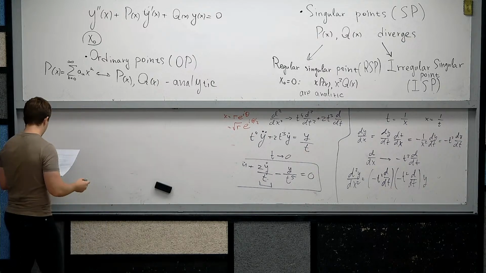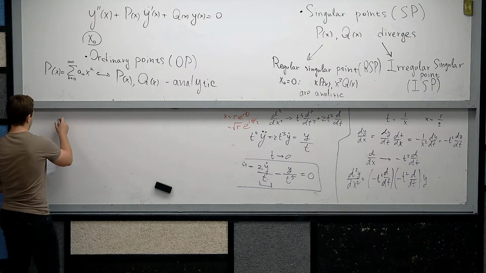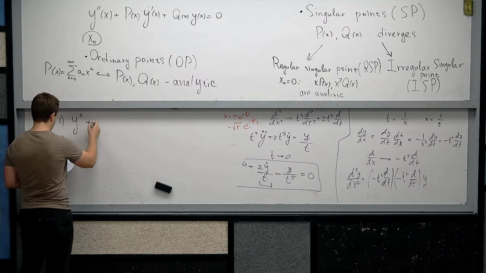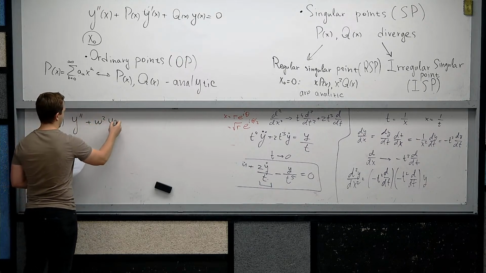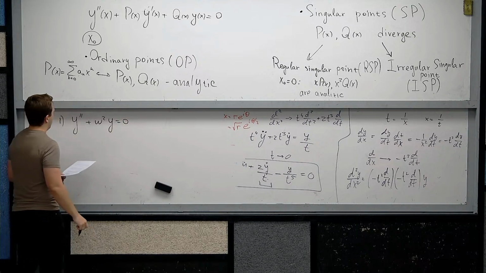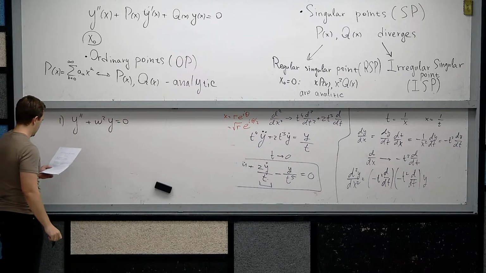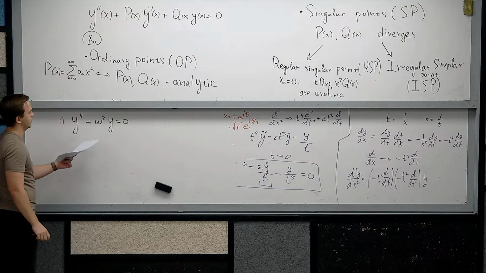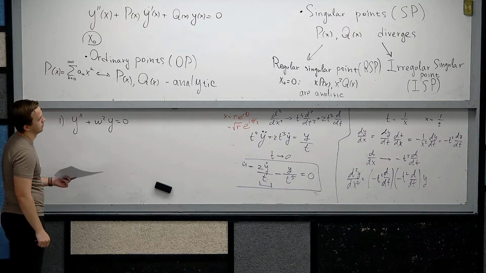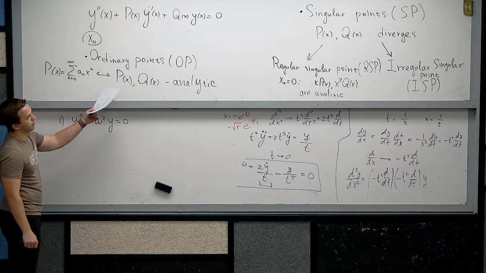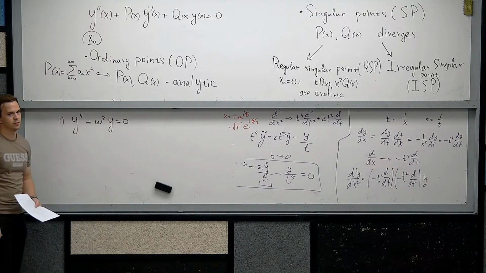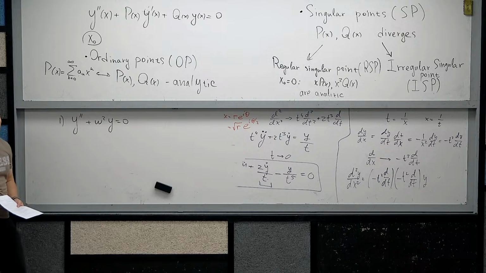So the first example will be just the harmonic oscillator. And the question is whether this equation has ordinary points, regular singular points, or irregular singular points. What do you say?